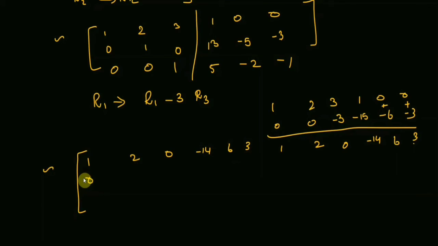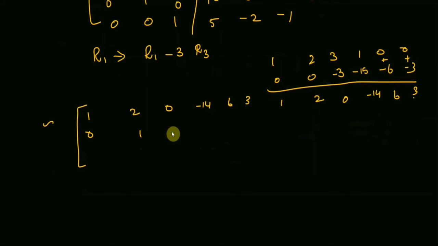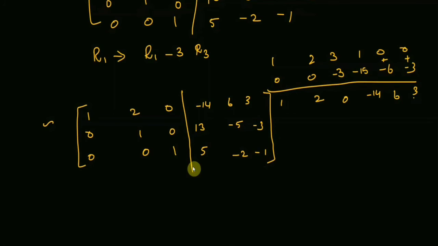Second row 0, 1, 0, 13, minus 5 and minus 3. Third row is 0, 0, 1, 5, minus 2, minus 1. So there is a line in between. So once again you have to check. Now this 2 we have to change it as 0. So you can just change the 2 as 0. How do you change the 2 as 0? You can use row 2 now.